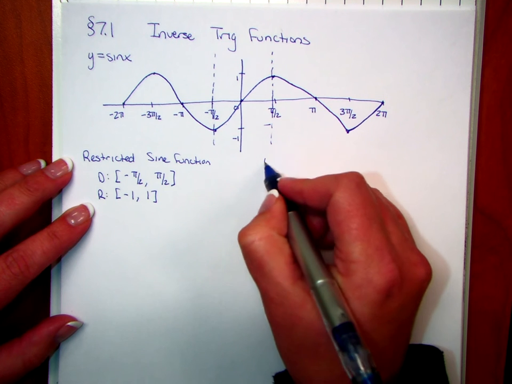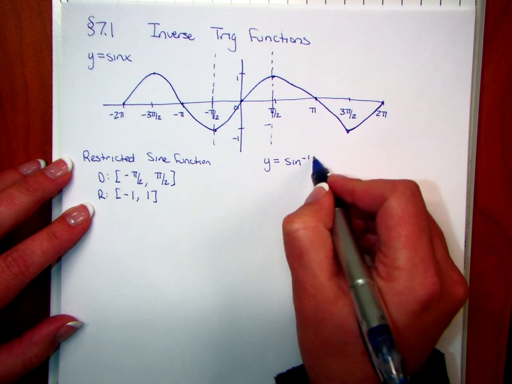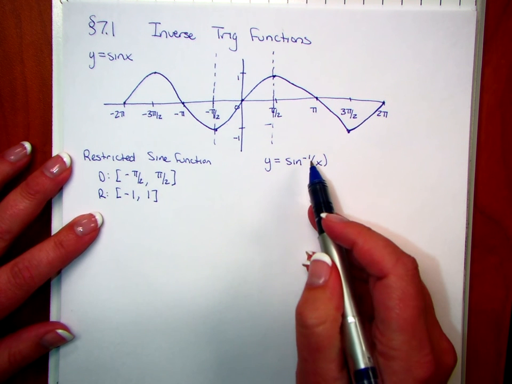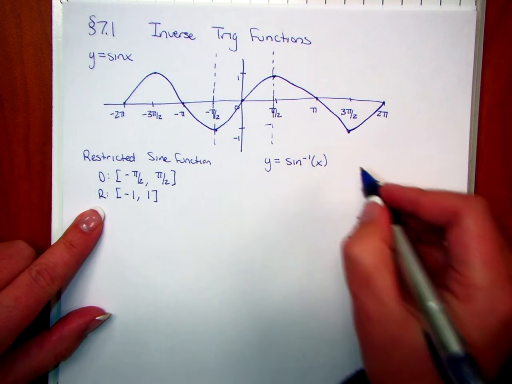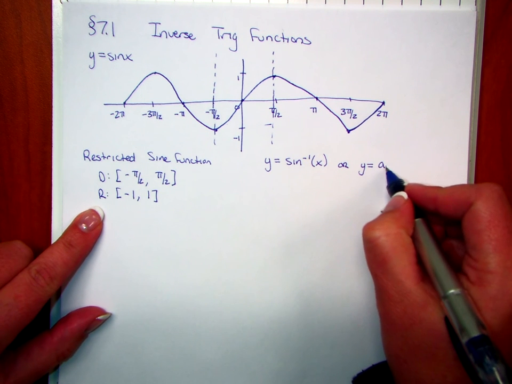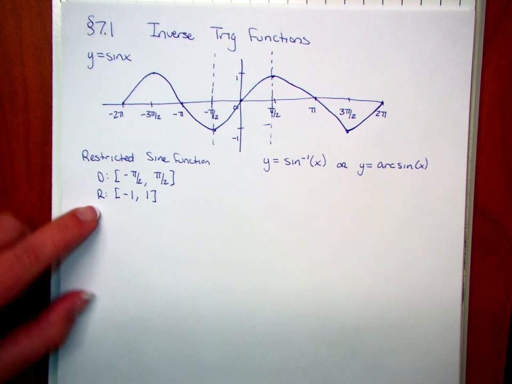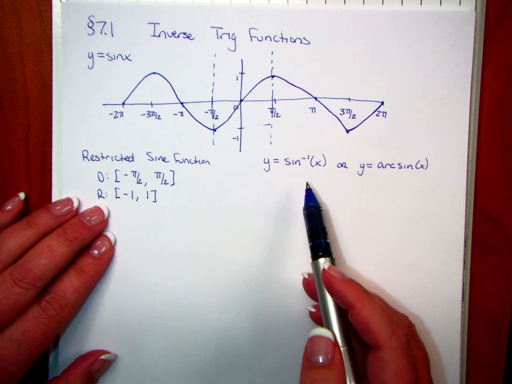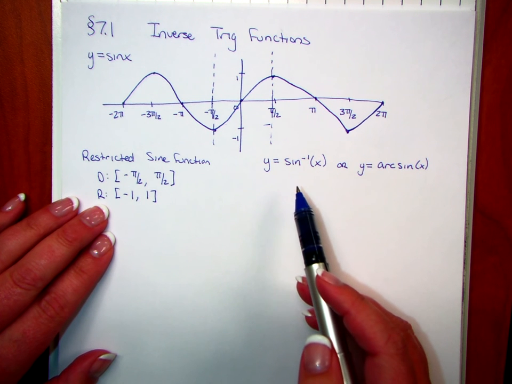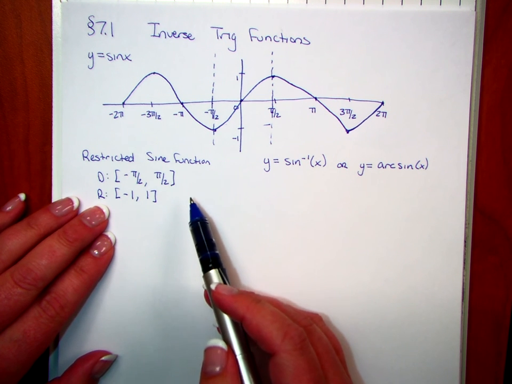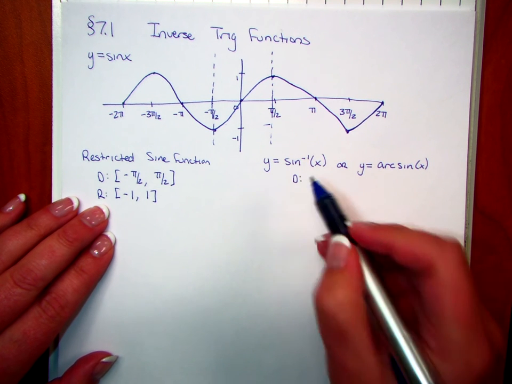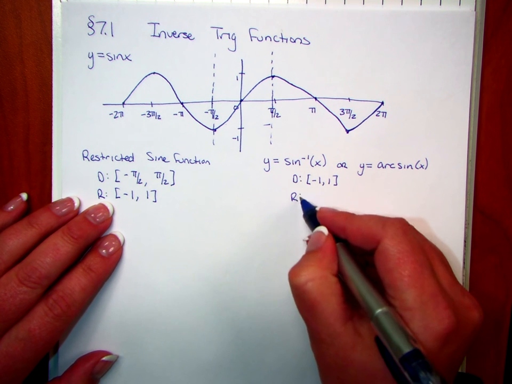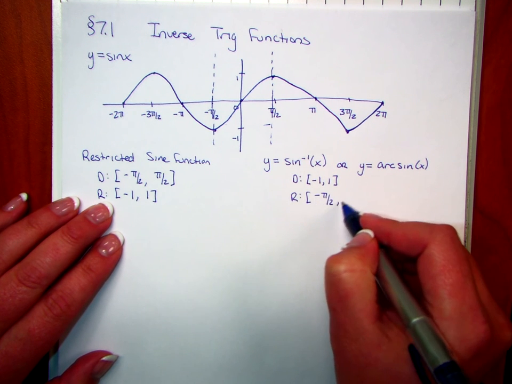When we go to define the inverse sine function, one way of writing that is y equals sine inverse of x, using the -1 inverse notation, or it can also be written as arc sine. These are the same things. Remember inverse functions switch all the x's and the y's, and because they switch, the domains and ranges switch as well. So the domain of sine inverse is the range of sine. The domain here is negative 1 to 1, and the range is negative pi over 2 to pi over 2.